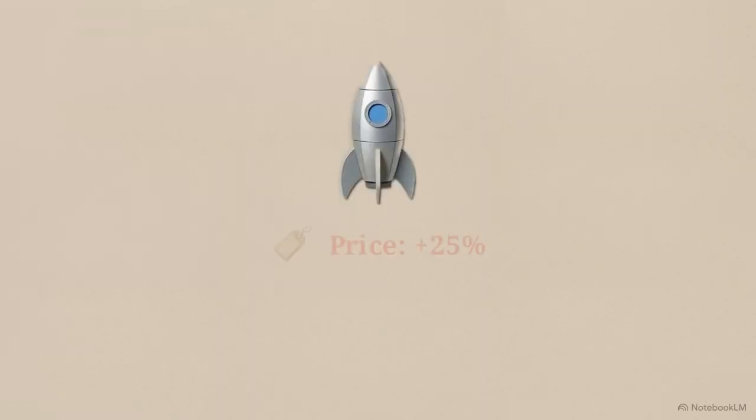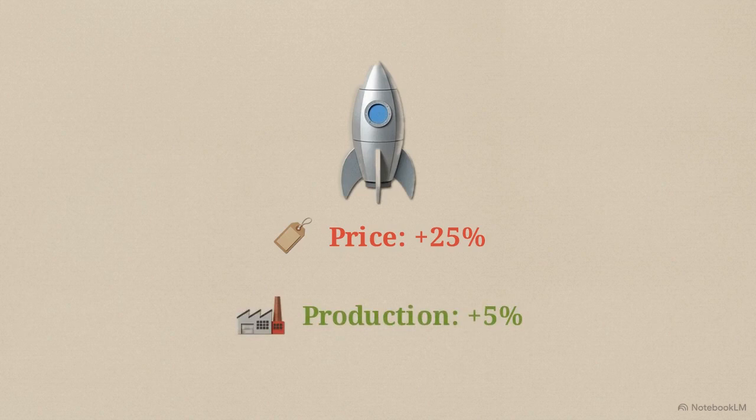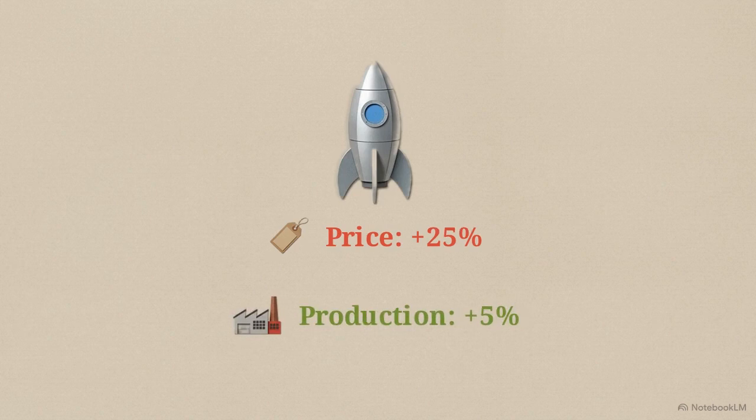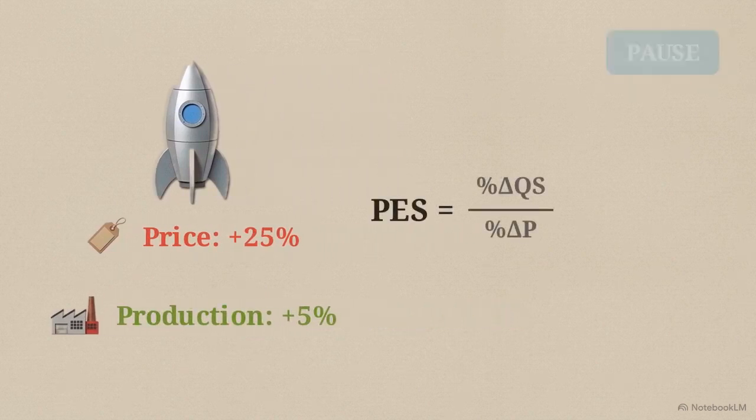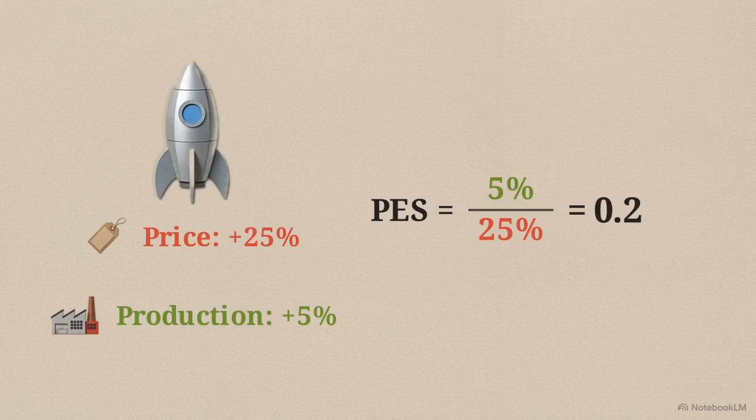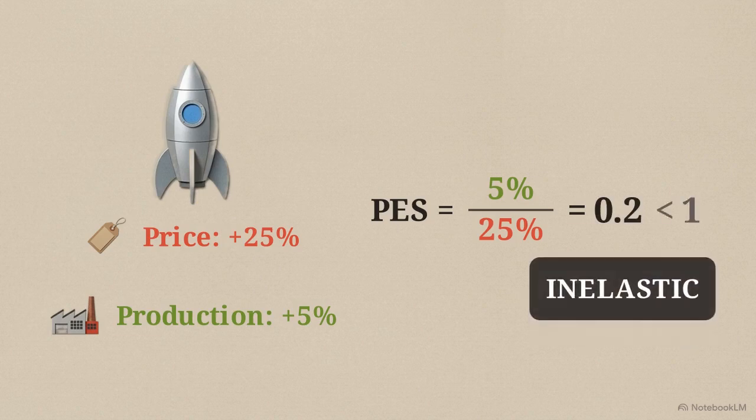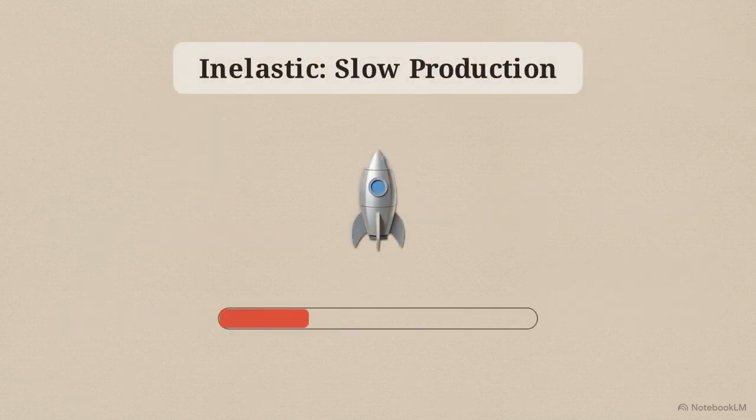If the price of a spaceship increases by 25%, but the factory can only increase production by 5%, what is the price elasticity of supply? Pause the video and calculate the answer. 5% divided by 25% gives us 0.2. Because this number is less than 1, we classify the supply as inelastic. Spaceships are inelastic because of the physical barriers to making them, such as production speed.